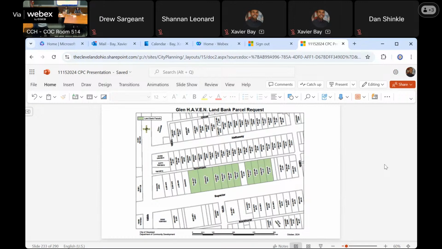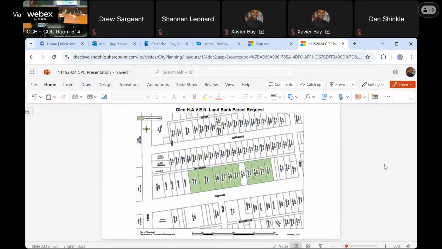So this is showing where the 10 land bank parcels that are being requested for the project sit. Those are in the green. In the middle of those parcels is an independently owned lot. The parcels on the corner are also independently owned. They are in separate negotiations with those parcel owners to acquire those parcels as well.